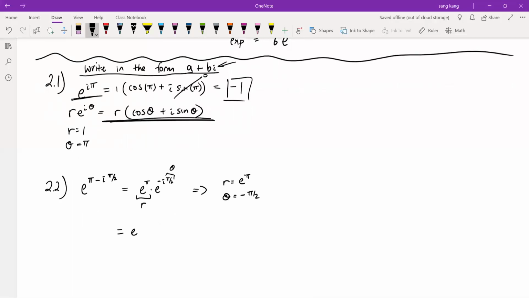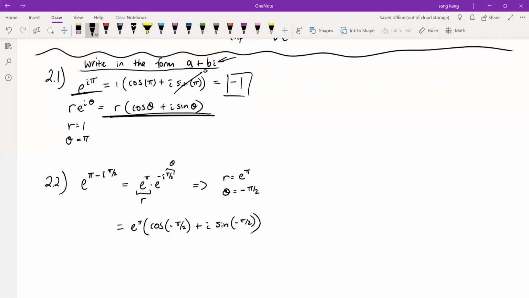So now let's write this in this form here. So r is e to the pi, cosine of theta, negative pi over 2, plus i sine of negative pi over 2. Cosine of negative pi over 2 is 0. And then sine of negative pi over 2 is -1. So this is -1. So we'll have -1 e to the pi i. Or I'll just say negative e to the pi i. Okay, there's our answer there.